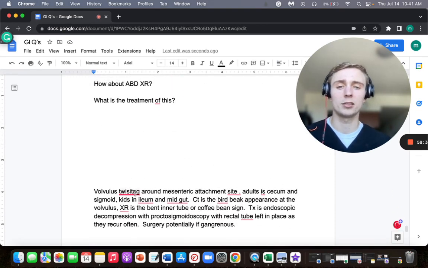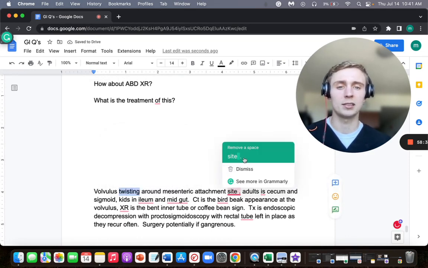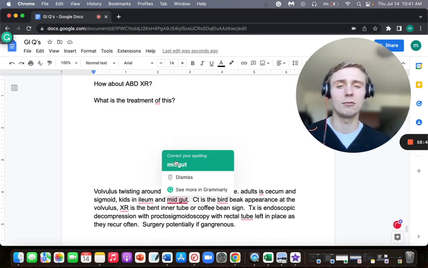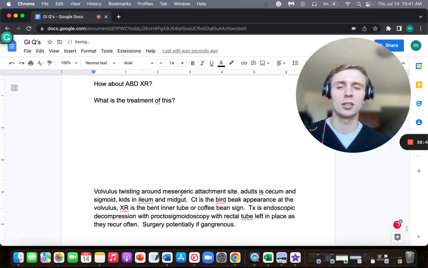So this is a volvulus. Volvulus is twisting around the mesenteric attachment site. In the adults, it's at the cecum and the sigmoid. And in kids, it's in the ileum and midgut. So you remember rotation of the midgut volvulus for pediatric conditions. So kids is the ileum and the midgut, and adults is the cecum and sigmoid. So remember sigmoid volvulus, cecum volvulus.